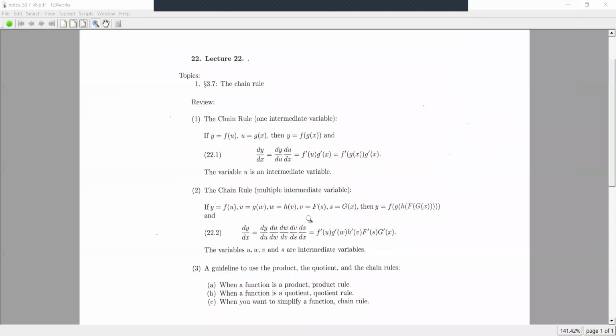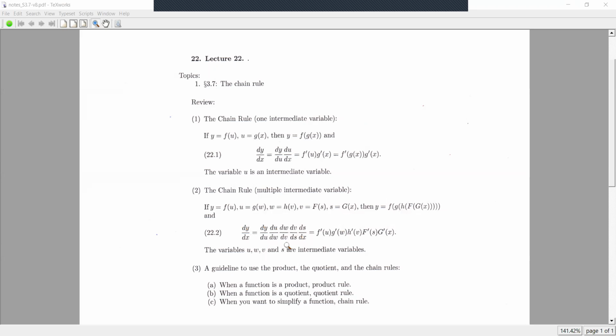The formula with multiple intermediate variables. If y depends on u, u depends on w, w depends on v, v depends on s, and s depends on x, then y depends on x. Y is a function of x. This formula says that the derivative of this function is equal to the product of the derivatives of all these functions.